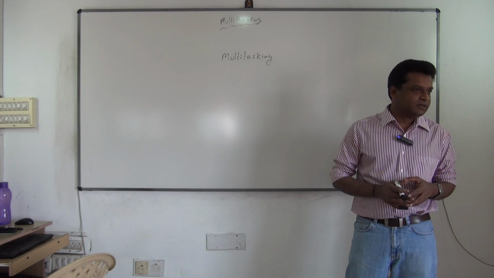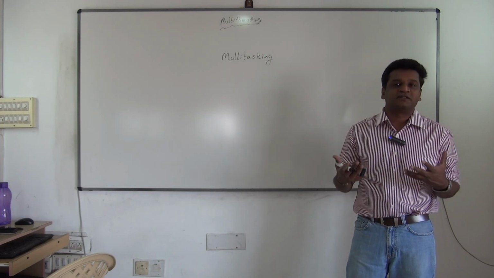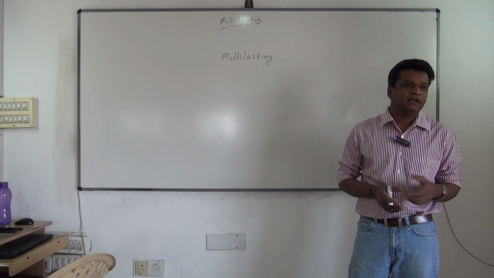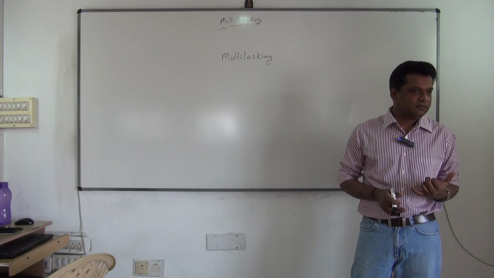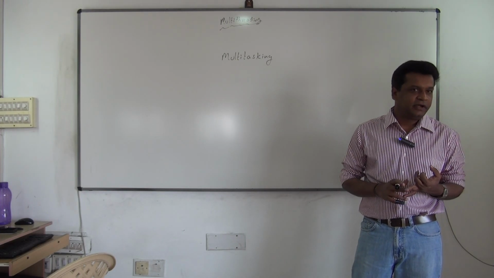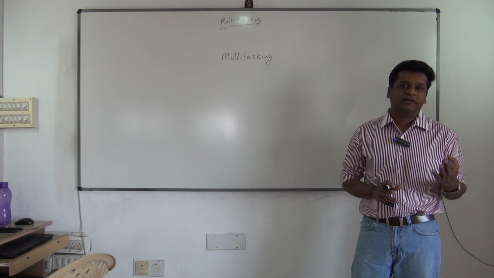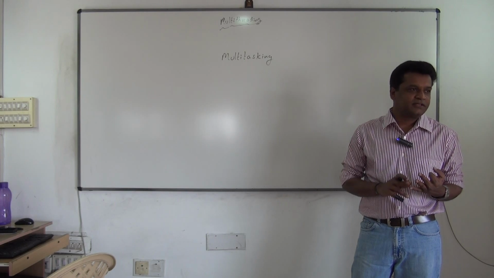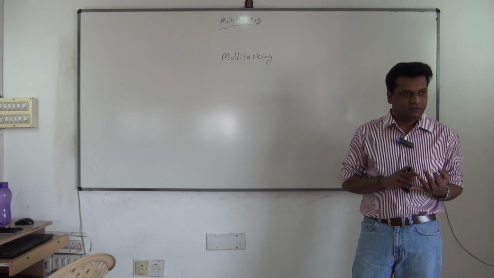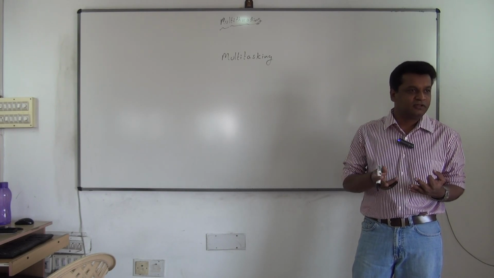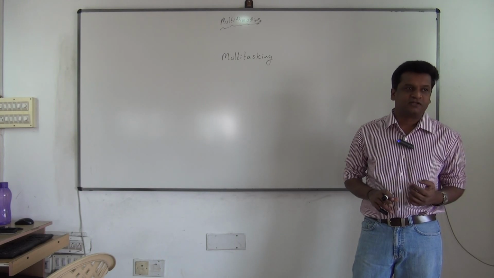We human beings have the ability to do multiple tasks at the same time. Yes or no? Like you can talk on the phone, you can work on the computer, and at the same time you can have a cup of coffee. So parallelly you are doing three tasks. One is you are having coffee, second you are talking on the phone, third you are using the computer also.